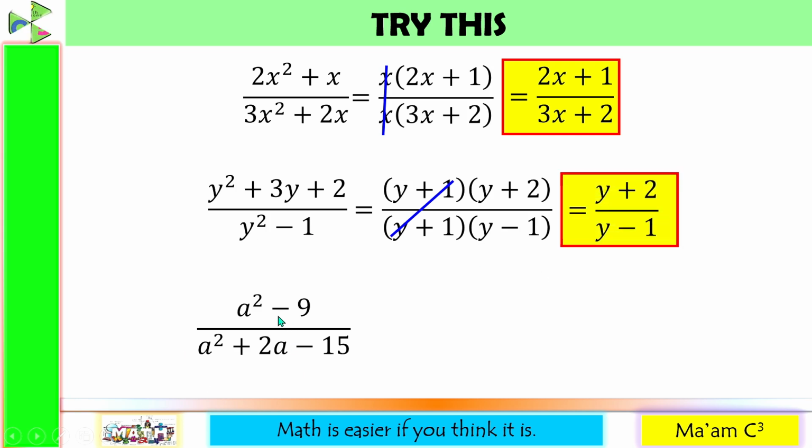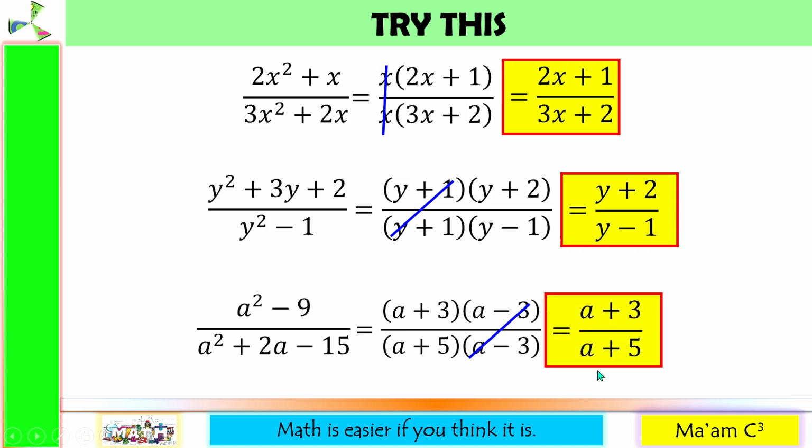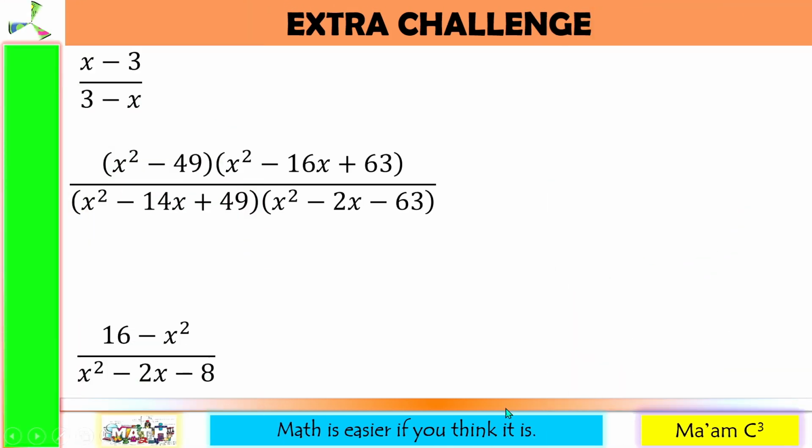Next one, again, this is a difference of two squares. So the factors are quantity a plus 3 times quantity a minus 3. While this one here is a trinomial and the factors are quantity a plus 5 times quantity a minus 3. We can cancel a minus 3. So our final answer is a plus 3 all over a plus 5. Let us do extra challenge.